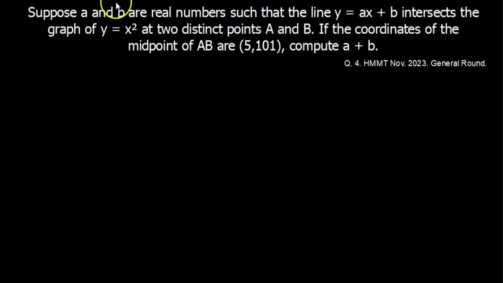My name is Solo Anch, and in this video we're going to solve this problem right here. Suppose that a and b are real numbers such that the line y equals x plus b intersects the curve y equals x squared at two distinct points A and B. Now if the coordinates of the midpoint of A and B are 5 for the x and 101 for the y, compute a plus b.